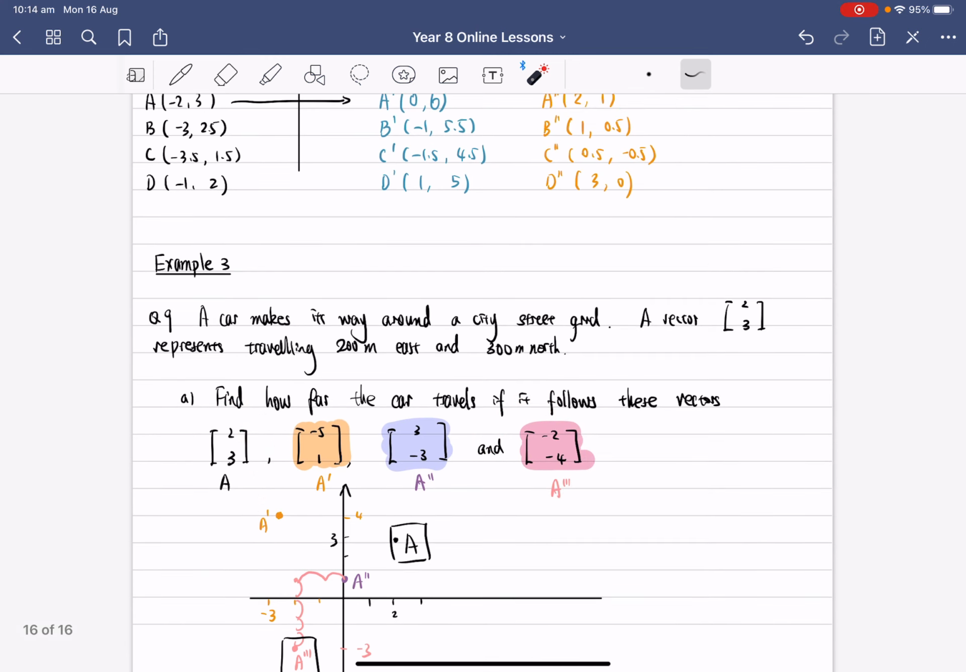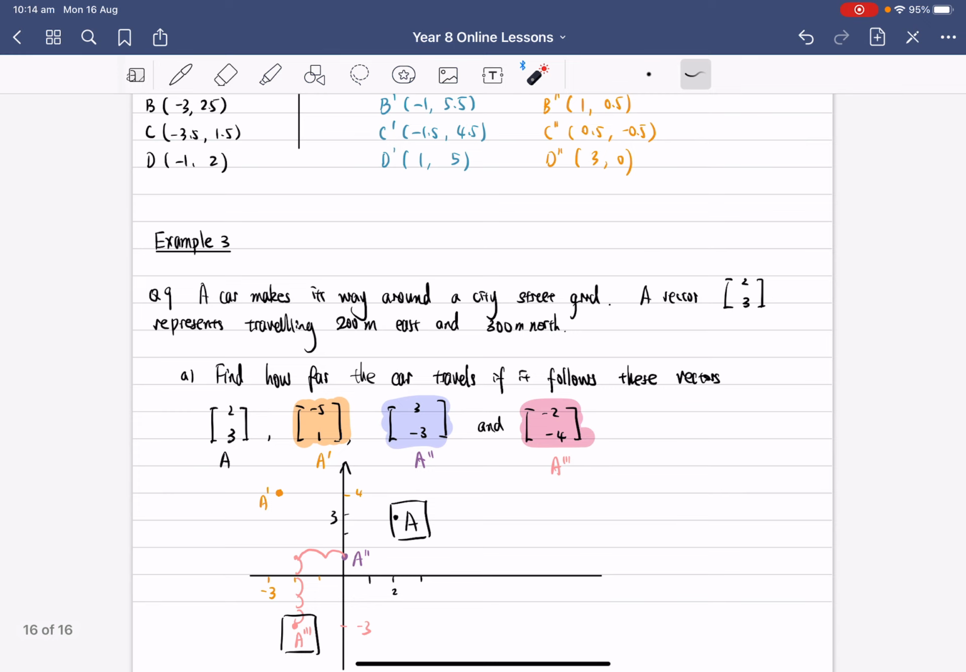All right, so that's all for this question, and that's it for this exercise. It shouldn't be very hard for you guys to work out the answers. If you do have any questions, please let me know. Thank you.